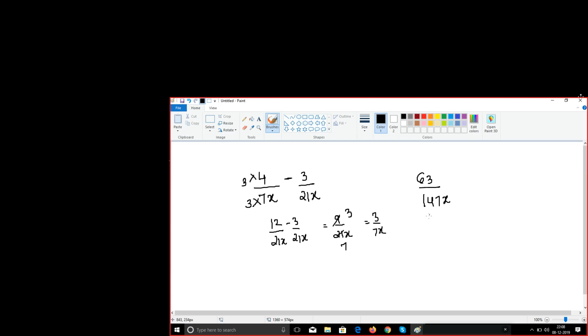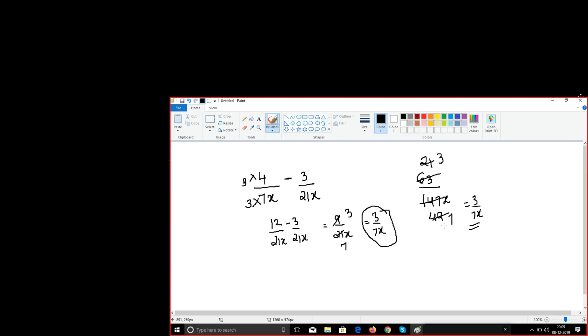Yeah, the x. If you cancel out with 3, you'll get 21 over 49, then with 7, it's 3 over 7. It's the same answer. But you always have to rationalize or factorize them to their simplest form. So if your answer is 63 divided by 147x, it is still a right answer, but it should be in its simplest form like this. Okay.